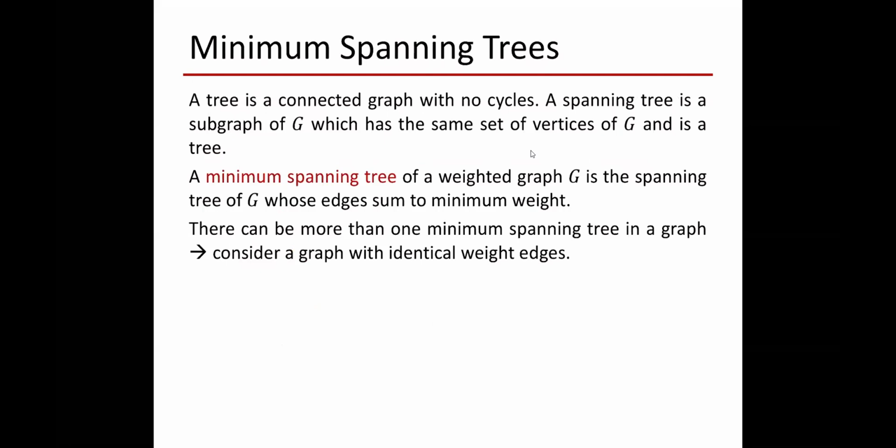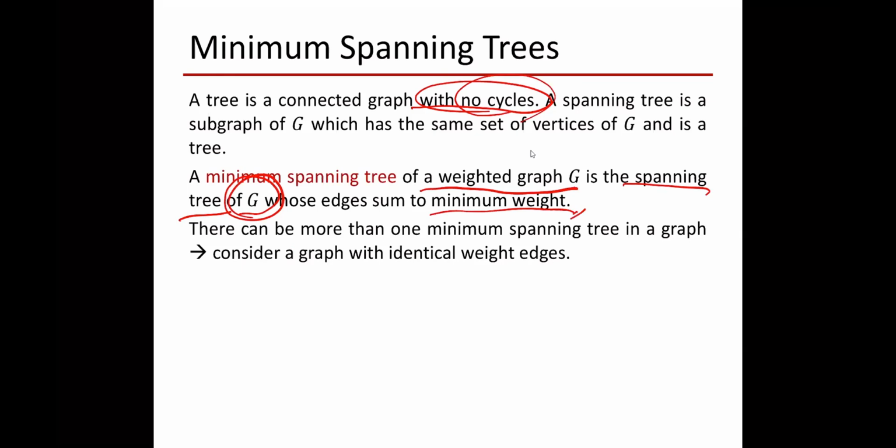The minimum spanning tree is a tree, a connected graph with no cycle. This is critical, with no cycle. MST should not create a cycle. A spanning tree is a subgraph of G which has the same set of vertices of G and is a tree. So the MST of a weighted graph G is a spanning tree of G whose edges sum to minimum weight. This is what we call the minimum spanning tree.